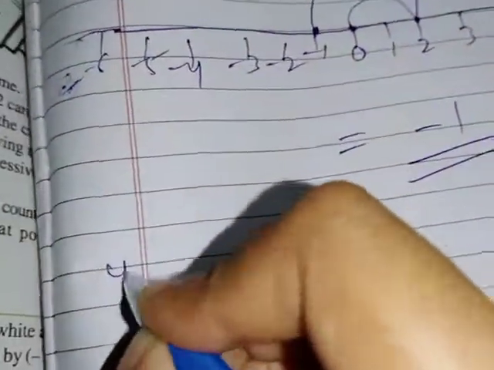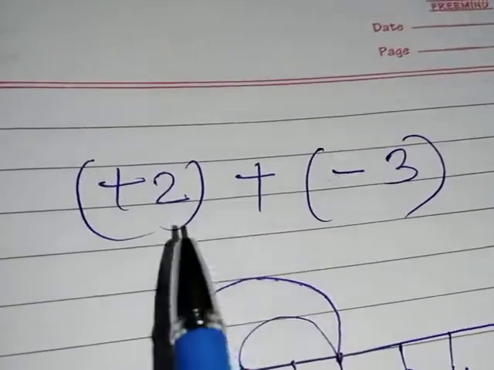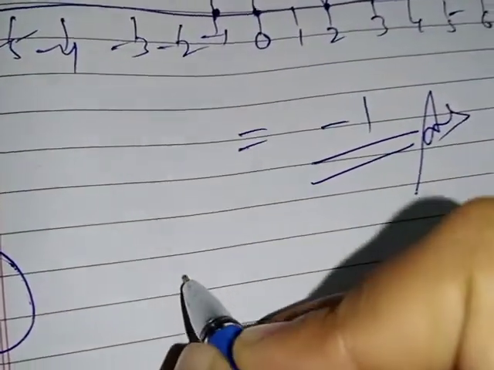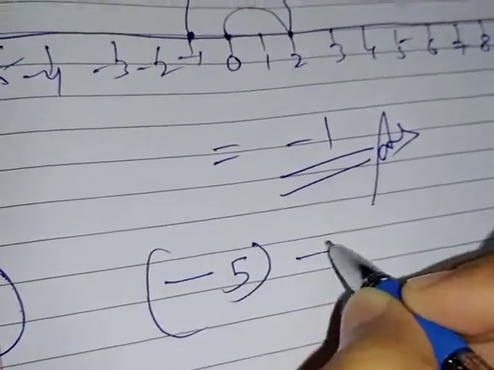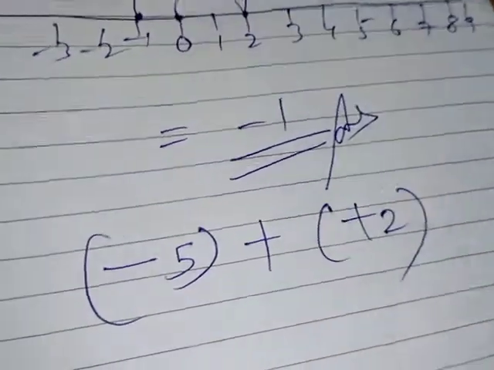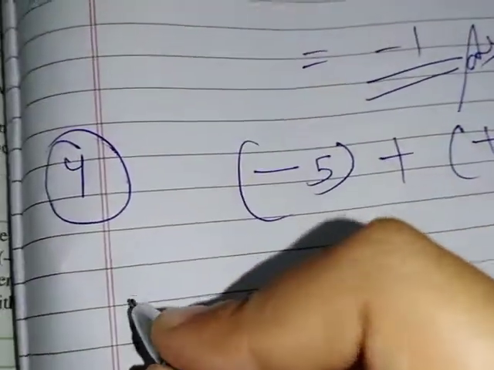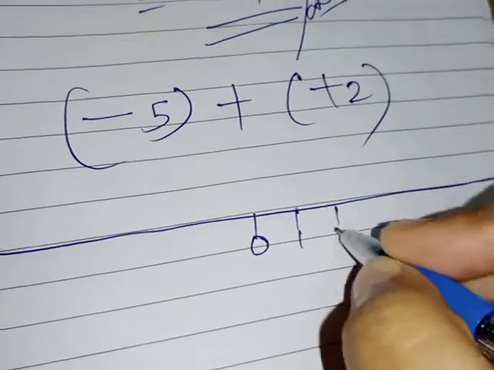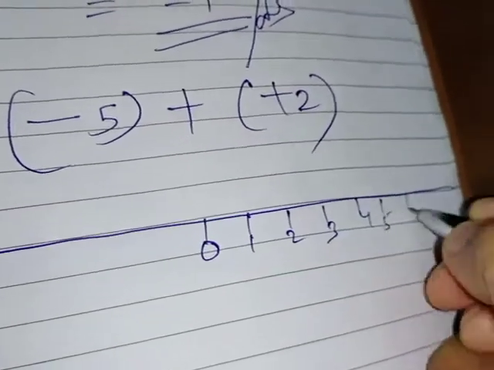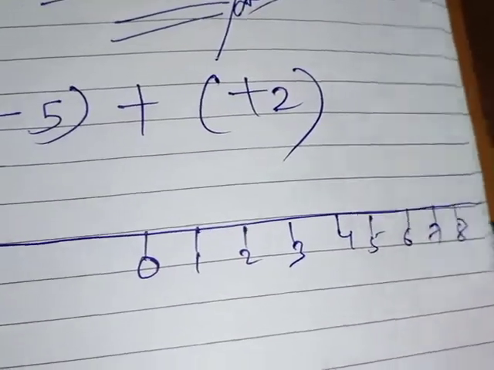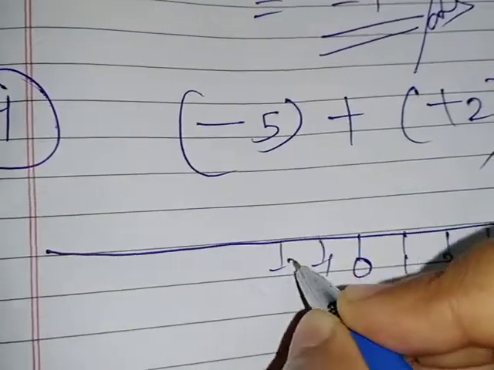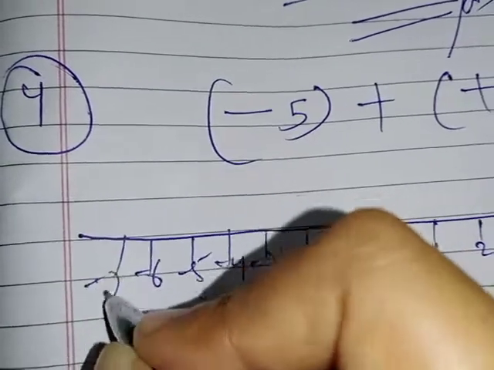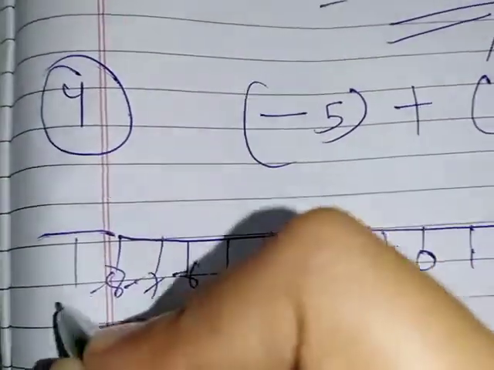Now, a fourth example also I'll give you. Here you can see we have a positive integer this side and a negative integer this side. If we have a question like this, minus 5 plus 2, then how to solve, you see. Very simple it is. 0, 1, 2, 3, 4, 5, 6, 7, 8, etc. Minus 1, minus 2, minus 3, minus 4, minus 5. Like this, and so on.